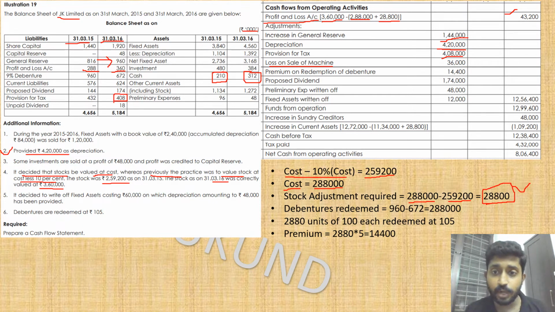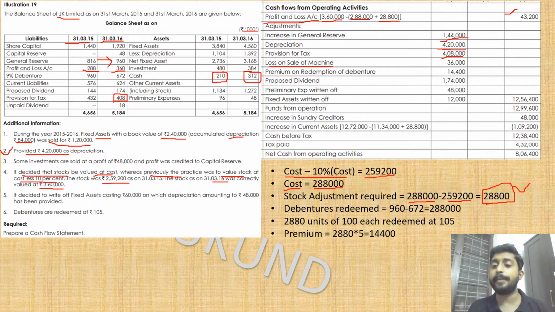How is this 36,000 calculated? Here you can see a fixed asset having a book value of 2,40,000 and accumulated depreciation of 84,000, which means 2,40,000 minus 84,000 is 1,56,000. Now it is sold for 1,20,000. So book value is 1,56,000, sold for 1,20,000, which is a 36,000 loss that is debited to the P&L.